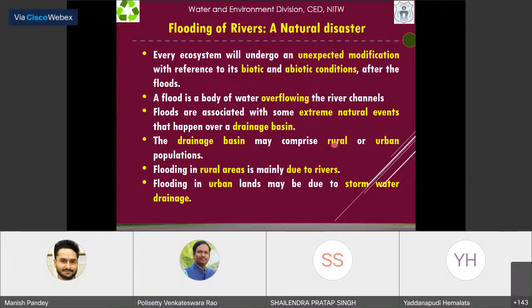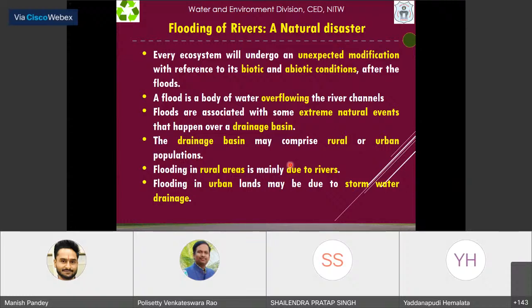A flood is a body of water overflowing the river channels. Floods are associated with some extreme natural events that happen over a drainage basin. This is a general terminology used by our water resources engineers. I will be using this information from an environmental point of view to elaborate at some places. To make my perspective clearer, I am just using their terminology and some discussion to start a discussion from an environmental point of view.